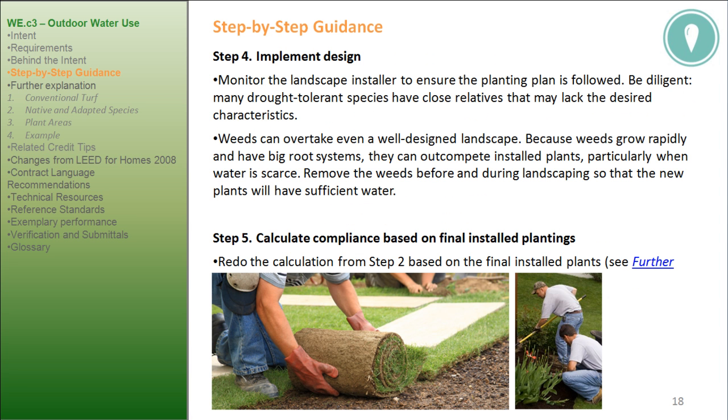Step 4. Implement design. Monitor the landscape installer to ensure the planting plan is followed. Be diligent. Many drought-tolerant species have close relatives that may lack the desired characteristics. Weeds can overtake even a well-designed landscape. Because weeds grow rapidly and have big root systems, they can outcompete installed plants, particularly when water is scarce. Remove the weeds before and during landscaping so that the new plants will have sufficient water.